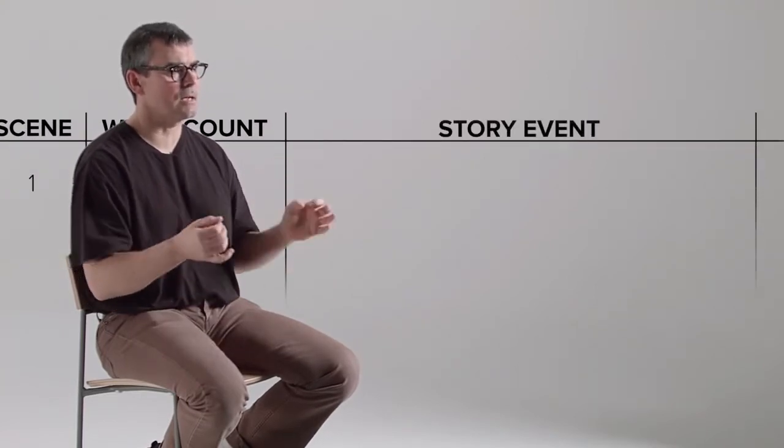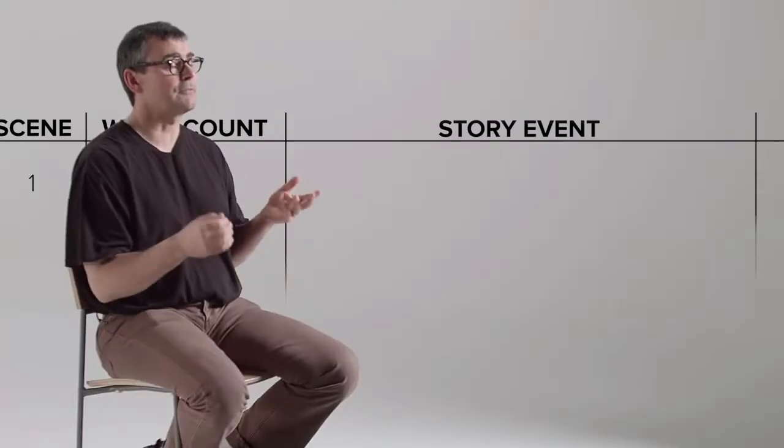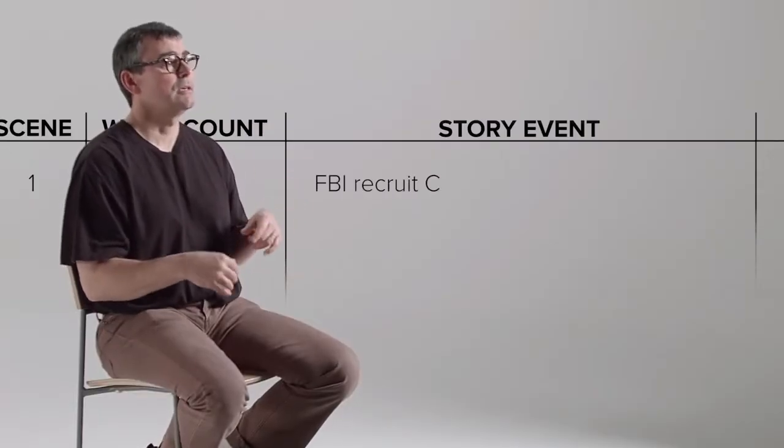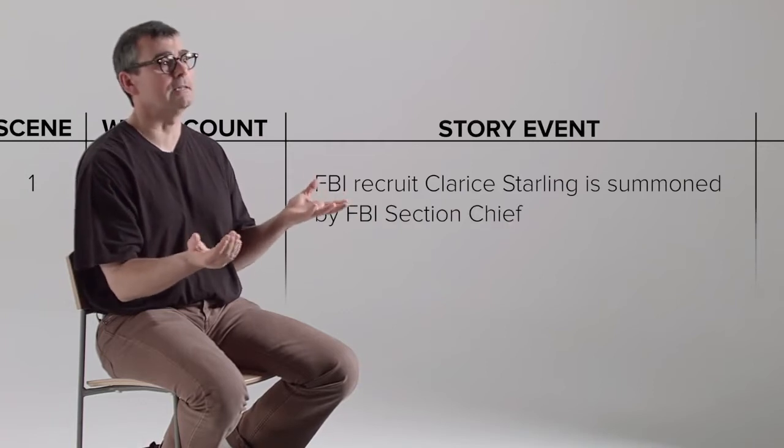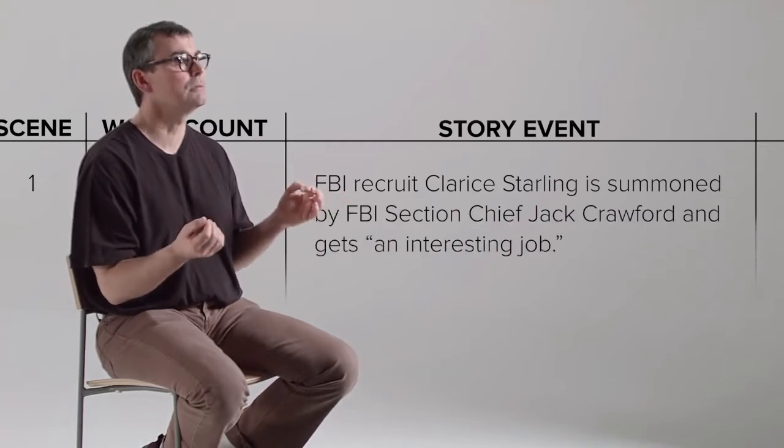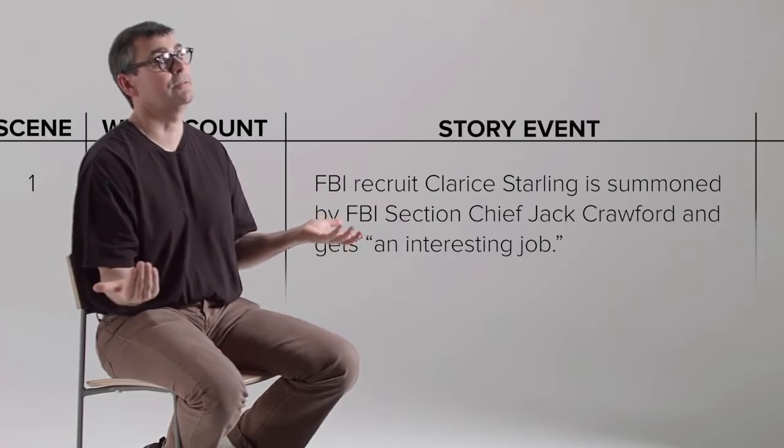So the next column is the third column, story event. Now, this is as few words as possible. What you want to sum up is what happened in this scene. So the story event for the first scene in Silence of the Lambs is FBI recruit Clarice Starling gets an interesting job, right? She's recruited to interview Hannibal Lecter. So you don't have to get into the massive details. You can go into as much detail as you'd like on the first round of this. It's fine. But what you'll slowly understand is the better your scenes are, the fewer the number of words you're going to need to describe them. So that's the story event.